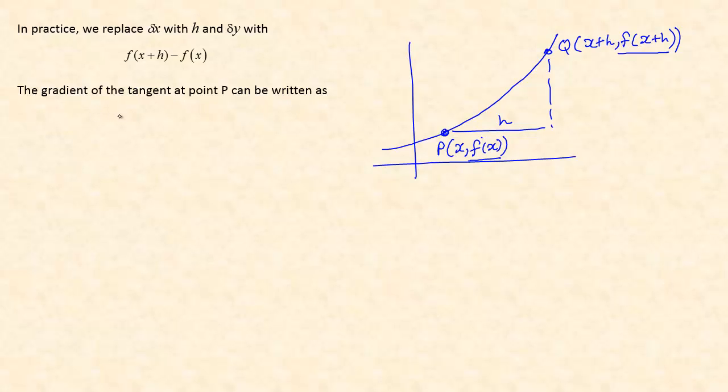So the gradient of the tangent at point P can be written as the limit as h tends to 0 of the difference in the y's over the difference in the x's, which is just h. And remember, what we're doing there is shrinking Q towards P, and that's where the h tends to 0, because the h is the horizontal difference between the 2 points.